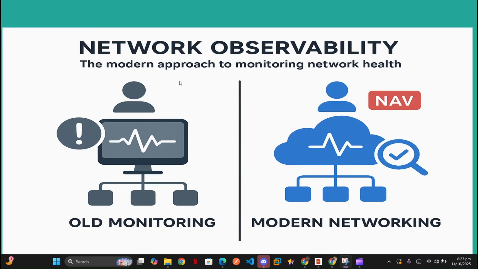Now there is a visual representation of the difference between old monitoring and modern networking. Basically over here you can see a computer screen, and whenever there was an issue in the network, we got an alert only. Here the computer screen is replaced by a cloud icon, which shows that now the modern observability happens across the cloud systems and distributed environments, not just one. It is not limited to a single device. We will see an alert over here, but the magnifying glass here shows that we will also have a deep analysis of the reason behind the alert or the error.